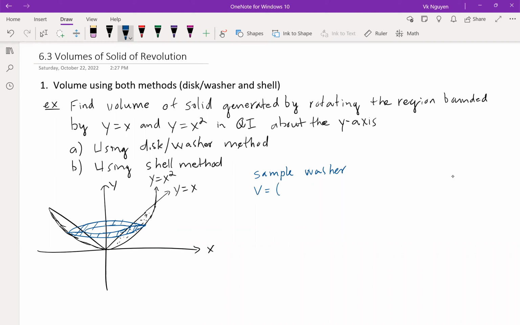Volume of the sample washer is base area multiplied by thickness. Now the base area is going to be pi r squared minus pi r squared. Thickness is, this is a horizontal stripe, so it's the small change in y. The big radius is this. You have to go from right here to here. This is the big radius here.